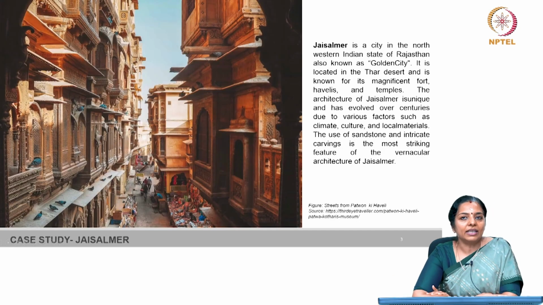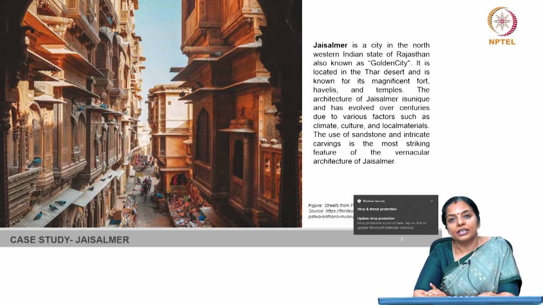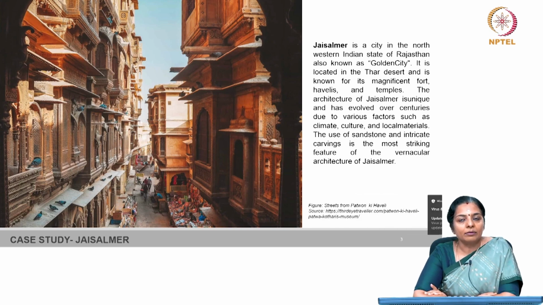So, we will take the example of the city of Jaisalmer. Jaisalmer is a city in the northwestern Indian state of Rajasthan. It's also known as the Golden City. It is located in the Thar Desert and is known for its magnificent fort, havelis and temples. The architecture of Jaisalmer is very unique and it has evolved over centuries due to various factors such as climate being the most predominant factor because it's a hot arid area, it's a desert climate.